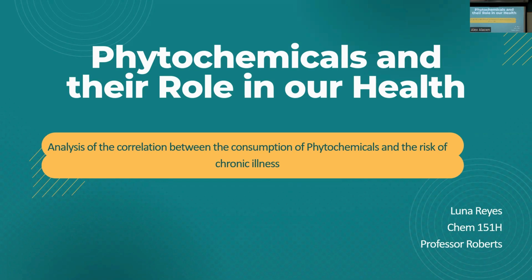So we're going completely different from English. We're going into chemistry. I'm going to be talking about phytochemicals and their role in our health. So I'll be analyzing the correlation between phytochemicals and the risk of chronic disease. Many of us don't know what phytochemicals are, so I'll start at the beginning and bring in some chemistry background for you.